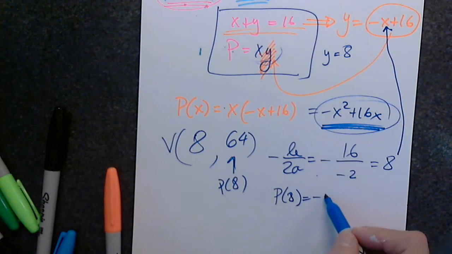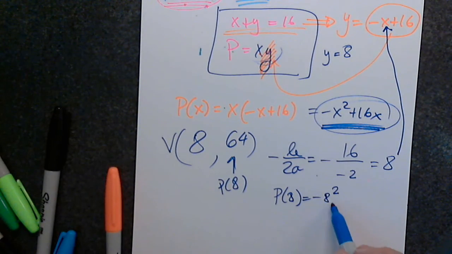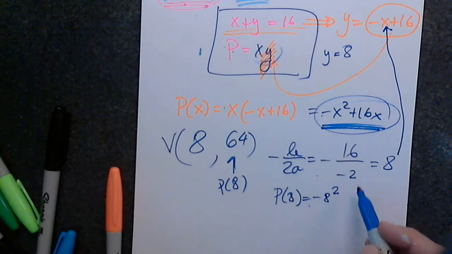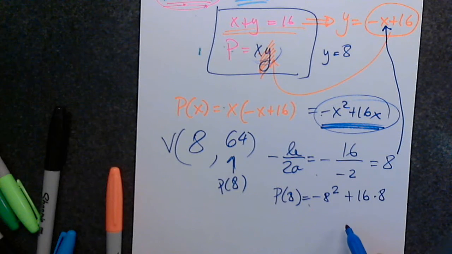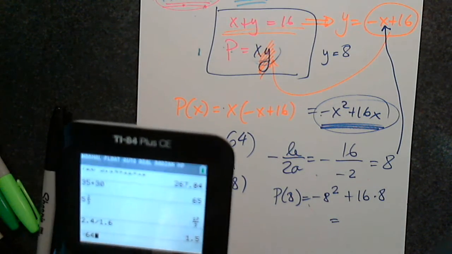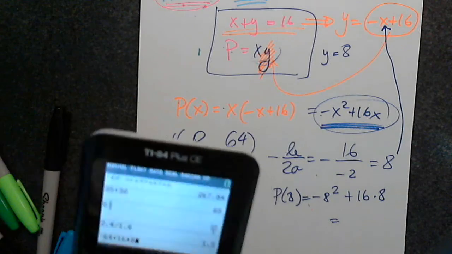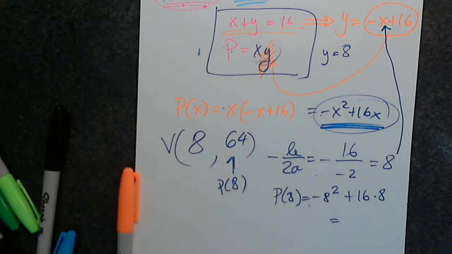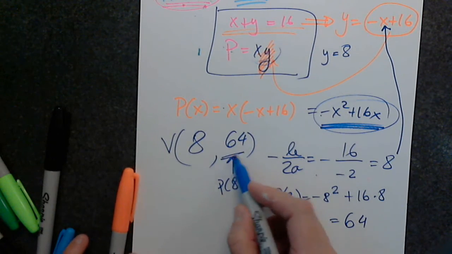Negative 8 squared, which I do not have parentheses here. I'm squaring 8 and then multiply the answer by negative 1 plus 16 times 8. Careful, it's 8 squared times negative 1, which is negative 64, and plus 16 times 8. And the answer must be 64. And the answer is 64. There are two different ways of determining this y value.